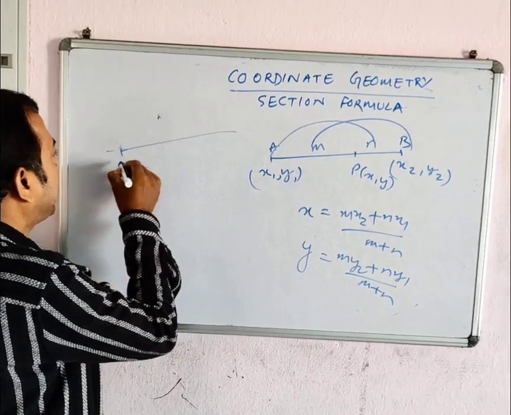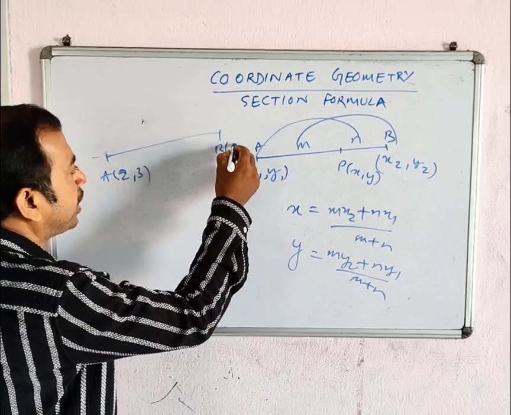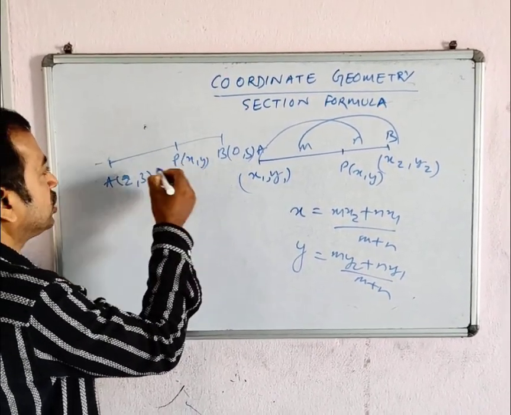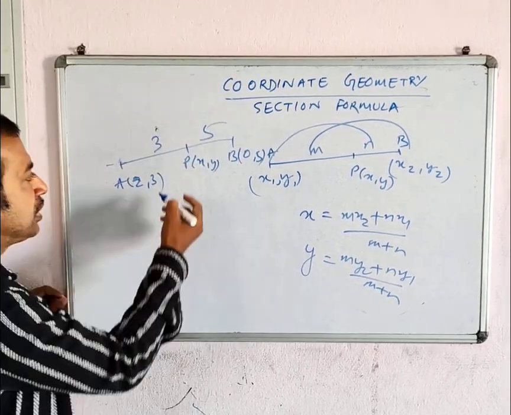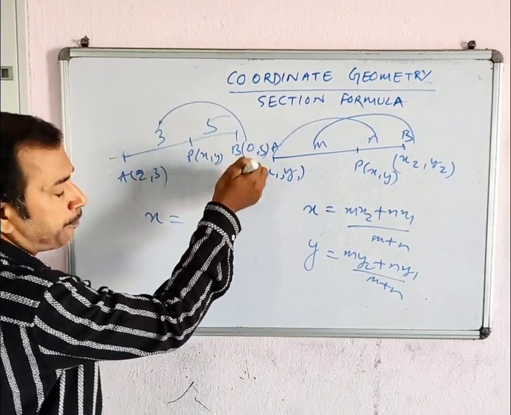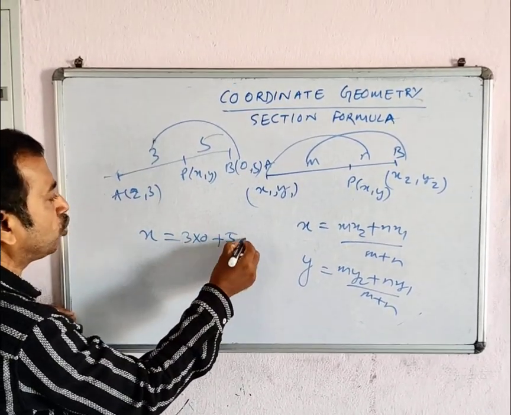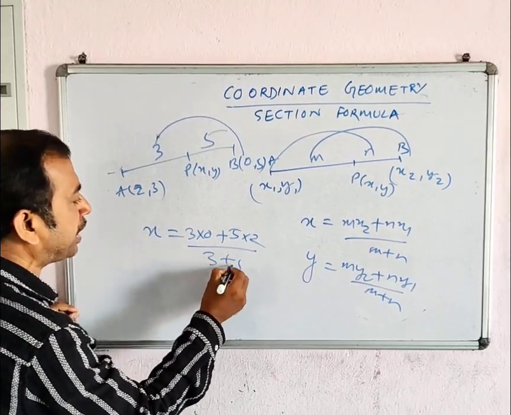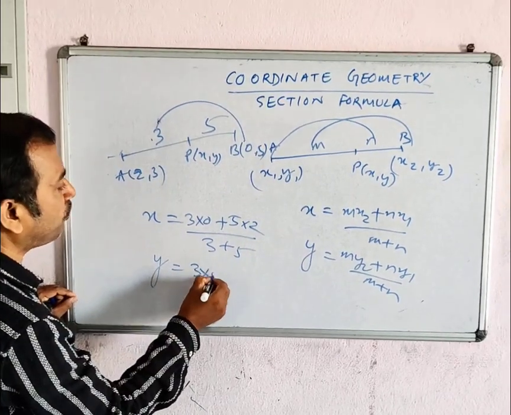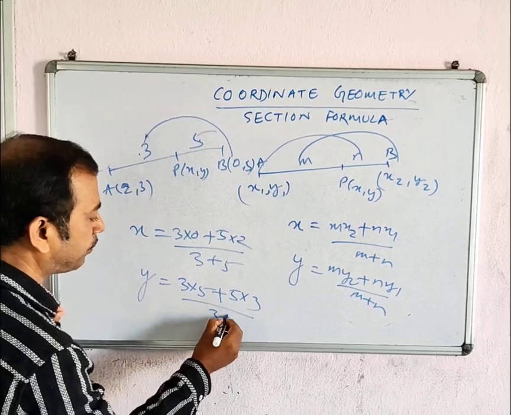Listen, suppose A is a point whose coordinate is given 2, 3. B is another point whose coordinate is 0, 5. P must lie on this, which divides the line segment 3 is to 5. Then what is the x coordinate of the point P? Now 3 into 0, first one is x, second one is y. So 3 into 0 plus 5 into 2 divided by 3 plus 5. Similarly y coordinate, same ratio, 3 into 5 plus 5 into 3 divided by 3 plus 5.